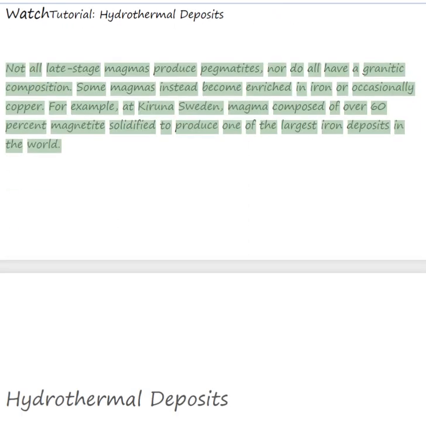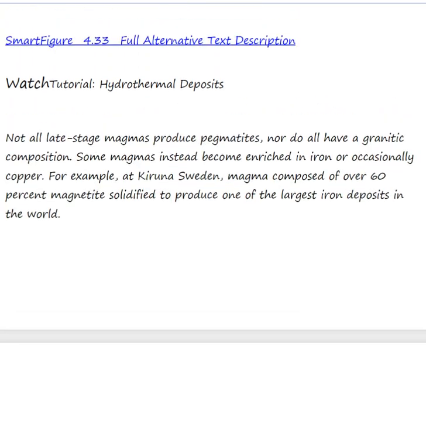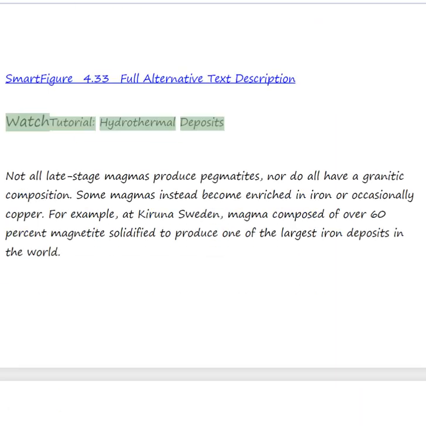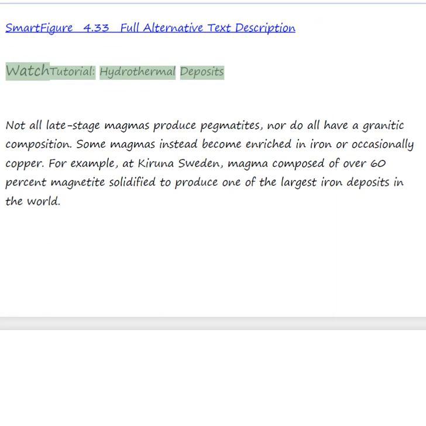Not all late-stage magmas produce pegmatites, nor do all have a granitic composition. Some magmas instead become enriched in iron or occasionally copper. For example, at Kiruna, Sweden, magma composed of over 60% magnetite solidified to produce one of the largest iron deposits in the world. Smart Figure 4.33 Pegmatites and hydrothermal deposits. Watch tutorial, Hydrothermal deposits.